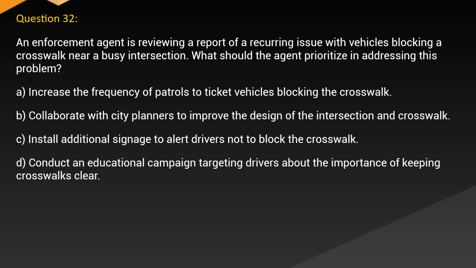Question 32. An enforcement agent is reviewing a report of a recurring issue with vehicles blocking a crosswalk near a busy intersection. What should the agent prioritize in addressing this problem? A. Increase the frequency of patrols to ticket vehicles blocking the crosswalk. B. Collaborate with city planners to improve the design of the intersection and crosswalk. C. Install additional signage to alert drivers not to block the crosswalk. D. Conduct an educational campaign targeting drivers about the importance of keeping crosswalks clear.